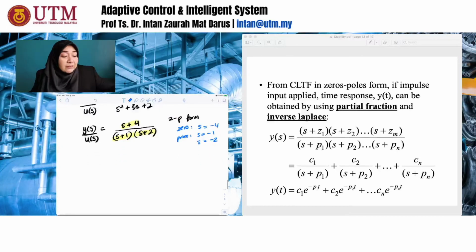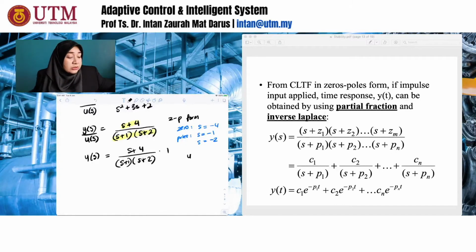Having the value in terms of zeros and poles, similarly as before, I can do partial fractions by multiplying this system with an impulse input, for example. So I can just do Y(s) equals (s + 4) over (s + 1)(s + 2), multiplied by 1. Okay, why 1? Because U(s) is equal to 1. This is coming from the impulse input.